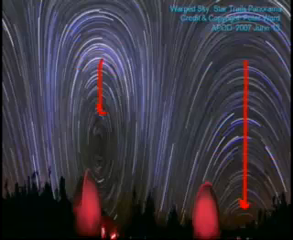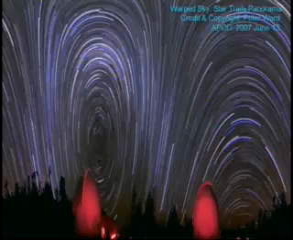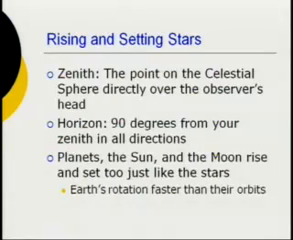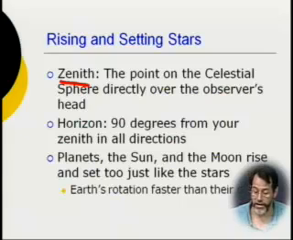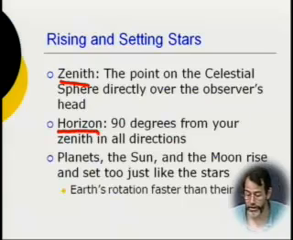And this looks like something out of a time warp, but this is actually just a long-duration panoramic image. Okay, so the point just above you can be called the zenith. It's the point of the celestial sphere directly above the observer's head. The horizon is another term that it's good to know. That is what you think it is. It is 90 degrees from the zenith in all directions.